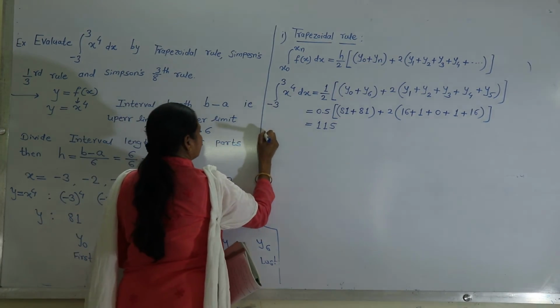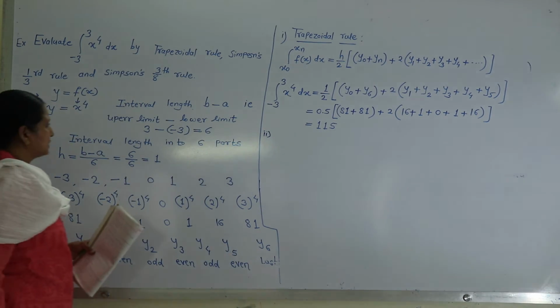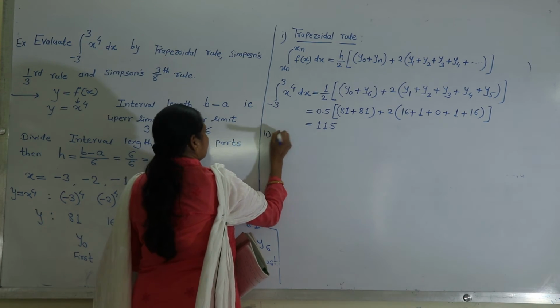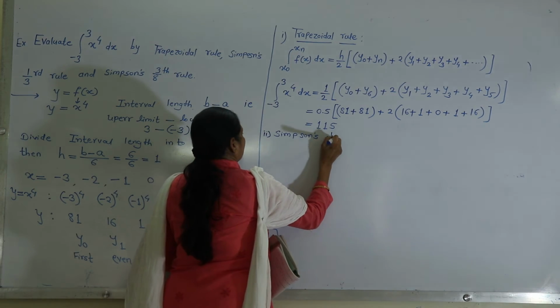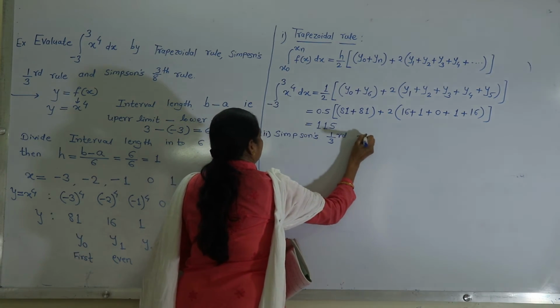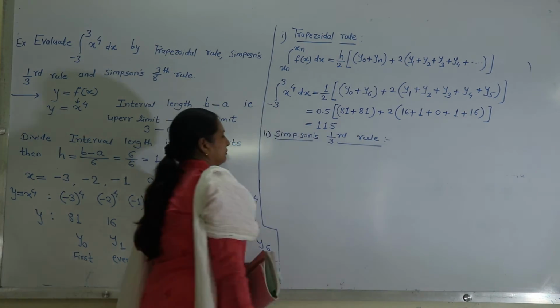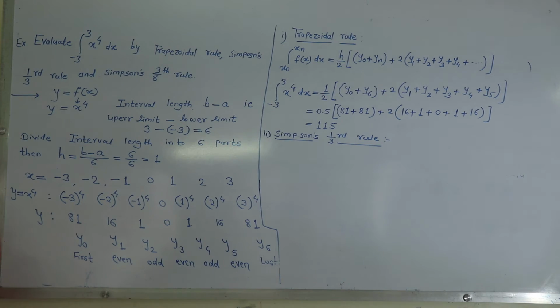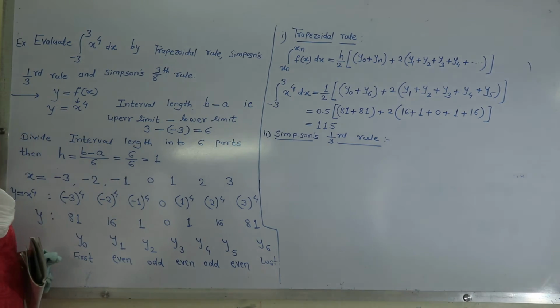Second rule is Simpson's 1/3 rule. Now first we have to see that the number of intervals should be even. Number of intervals means the length of the interval should be even.